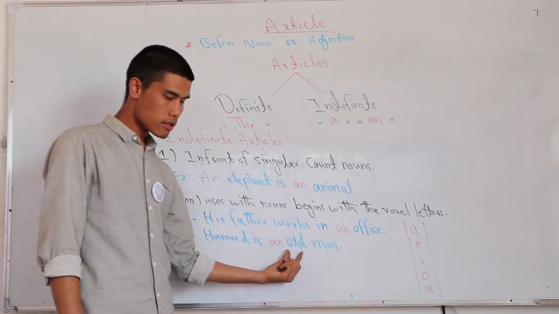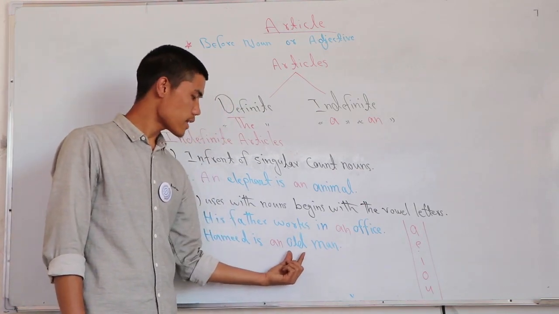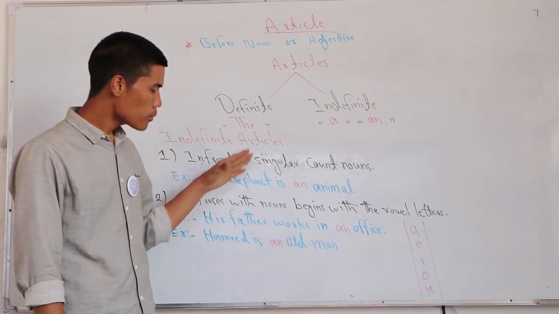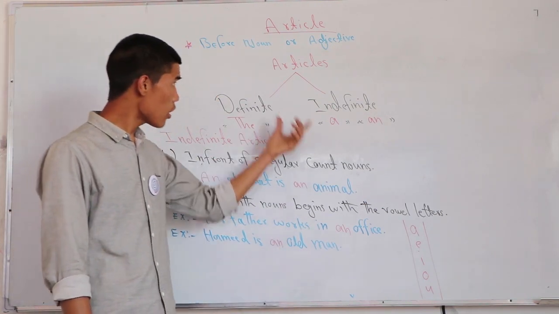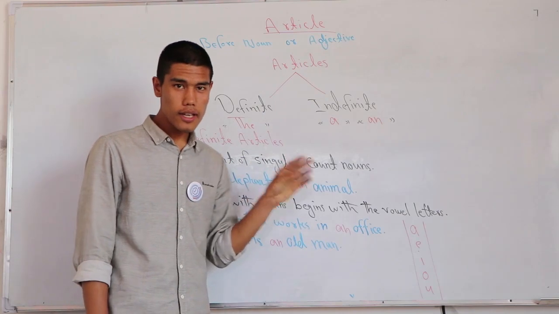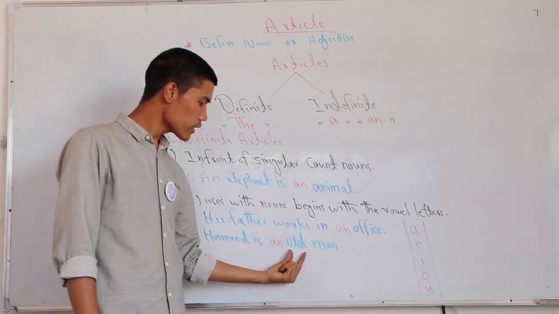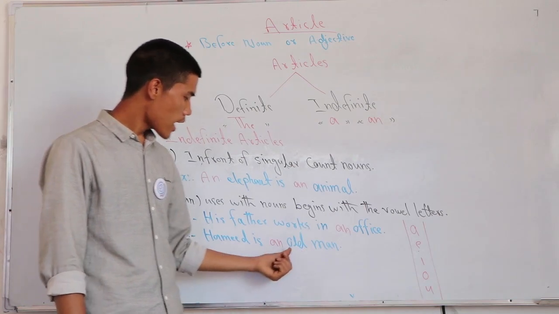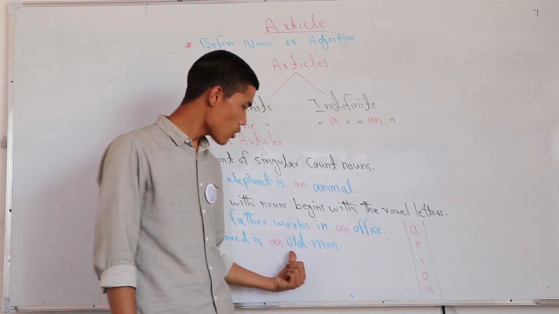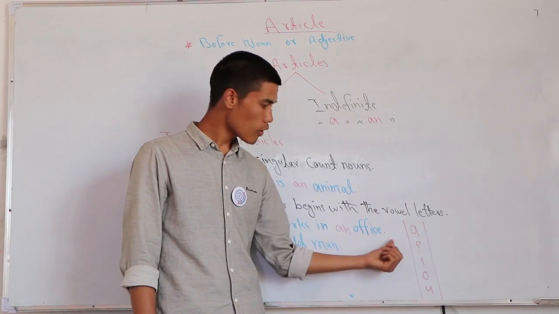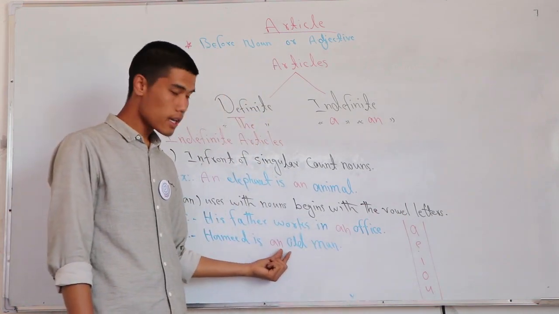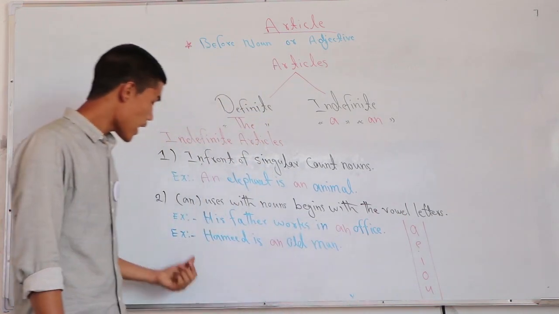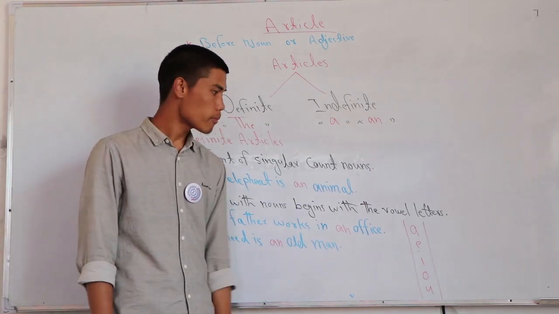Old is not a noun, old is an adjective. At the beginning we said that we also use articles with nouns and adjectives. So old is an adjective, and we use "an" with an adjective. Old begins with the letter O. O is also one of the vowel letters. So we use "an" with old. Hamid is an old man.